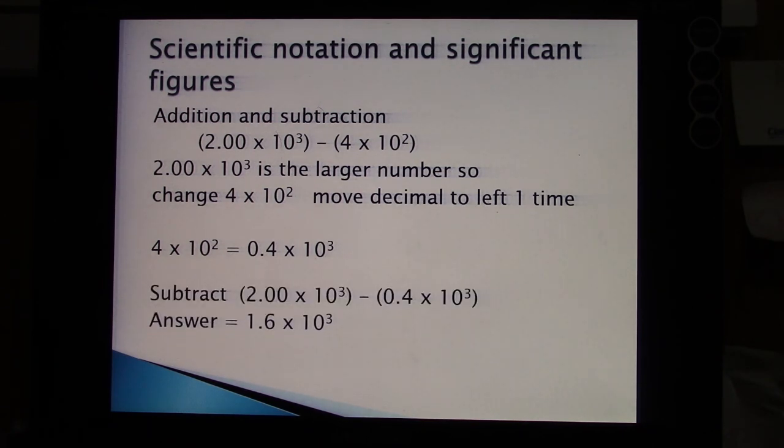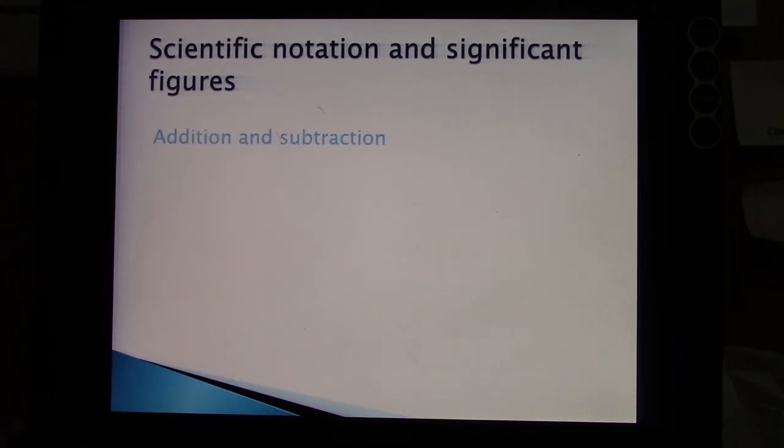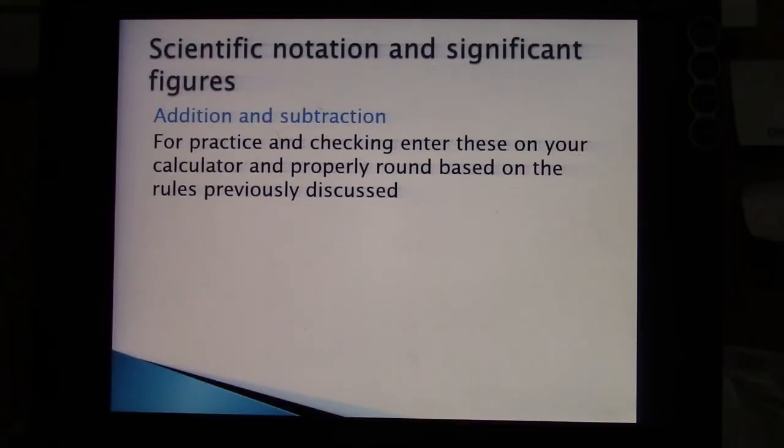Now when we subtract the numbers, that's 2 decimals, that's only 1, so the final answer should only have 1 decimal place. You're going to write it like that. Again, do these on your calculator first, make sure you get the right number, and then use the rules to make sure you round it off properly. For practice and checking, enter these in your calculator and round based on the rules previously discussed.